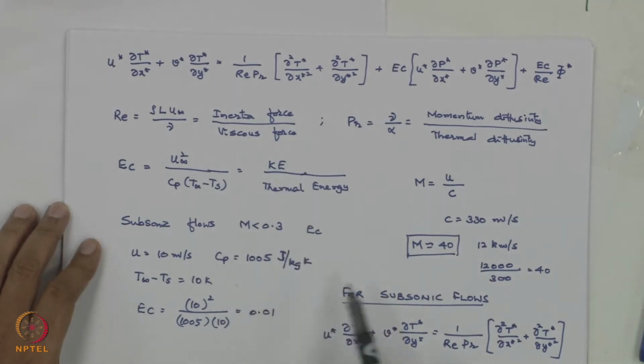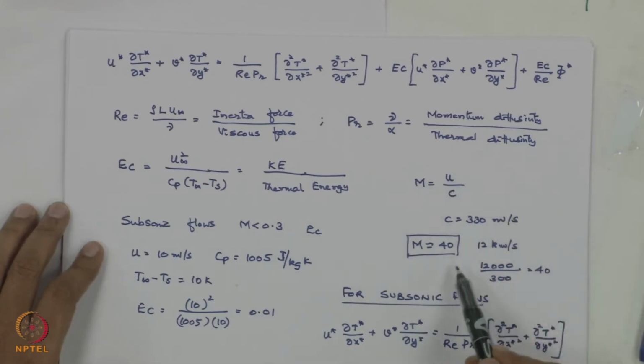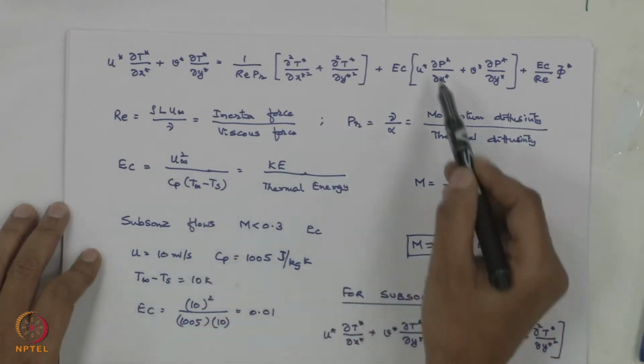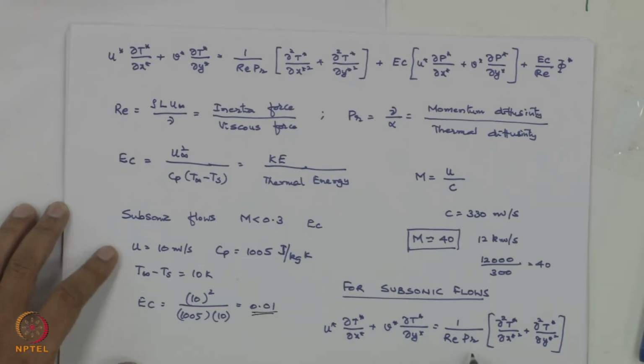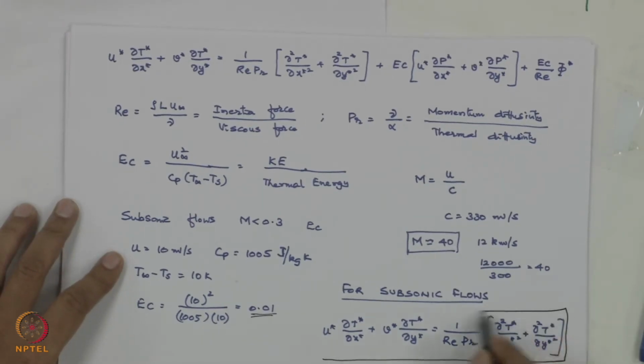As I said, it is important only for supersonic or hypersonic flows, especially for space shuttles and high speed aerodynamic flows, where we need to take the Eckert number into account. But for subsonic flows, we said that the Eckert number is very small, 0.01. So, we will have only the Reynolds number and the Prandtl number as our important non-dimensional numbers.